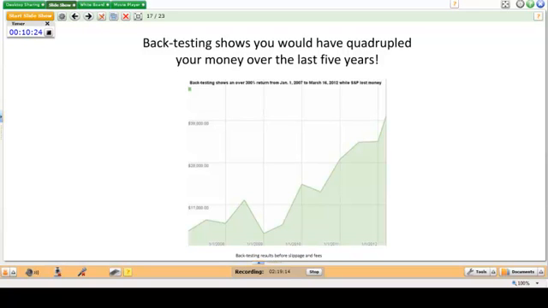So in that same time frame, from early 2007 to early 2012, the overall market went nowhere. It was basically flat. So you're looking at 10,000 becoming 10,000 if you're in an S&P index fund, versus 10,000 becoming 40,000 if you would use this approach over that 5-year time span.